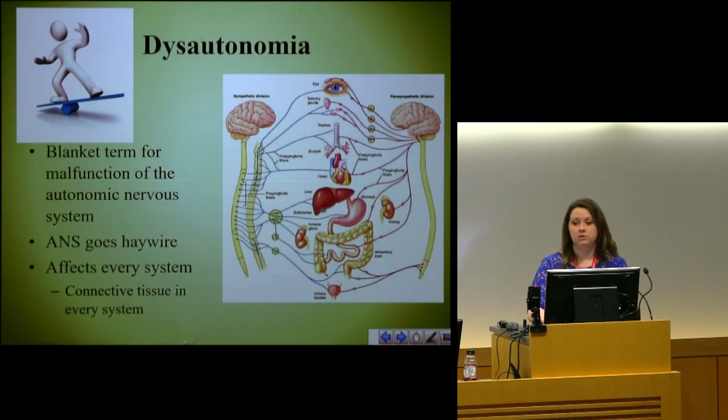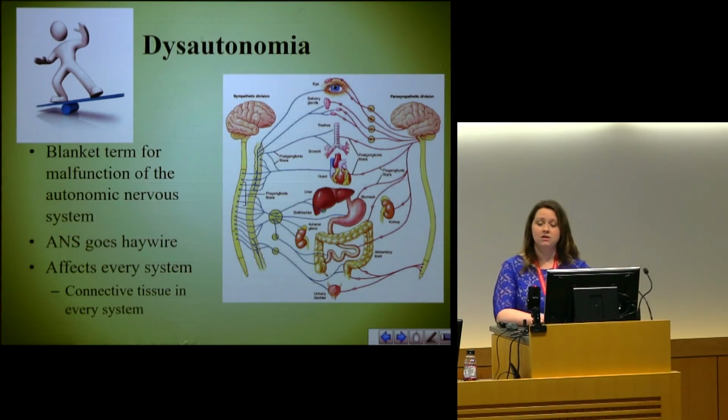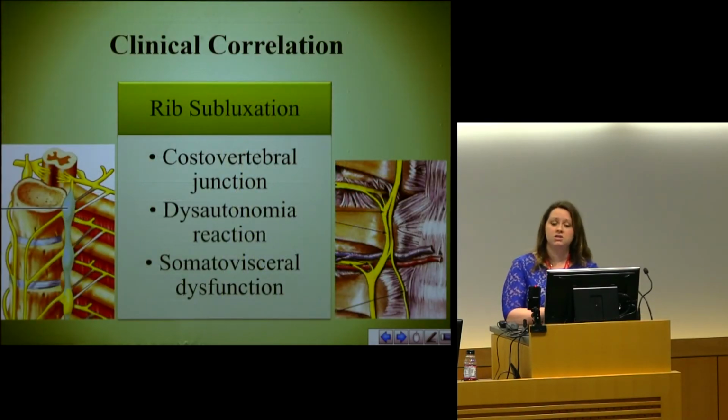Dysautonomia is, like we already talked about, a blanket term for the malfunction of the autonomic nervous system, and when things go haywire there, it affects the entire system. And since PTs now treat connective tissue, which touches the entire system, somehow everything we do is going to have an effect on the whole body. So just a clinical correlation for that.